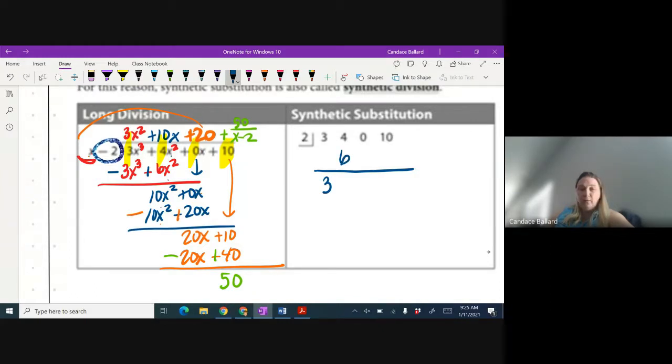What do you guys remember from Thursday? What do I need to do with the 4 and the 6? What operation? Add, subtract, multiply, divide.